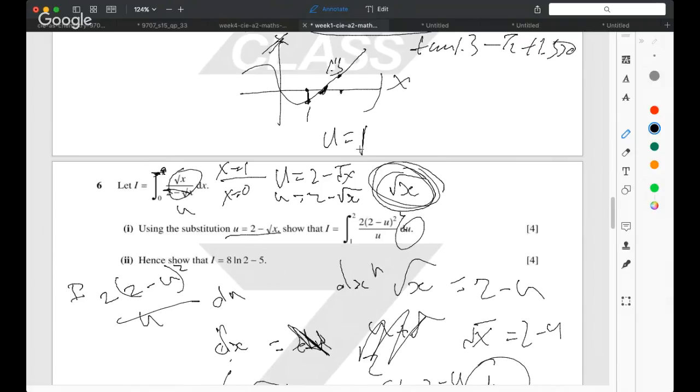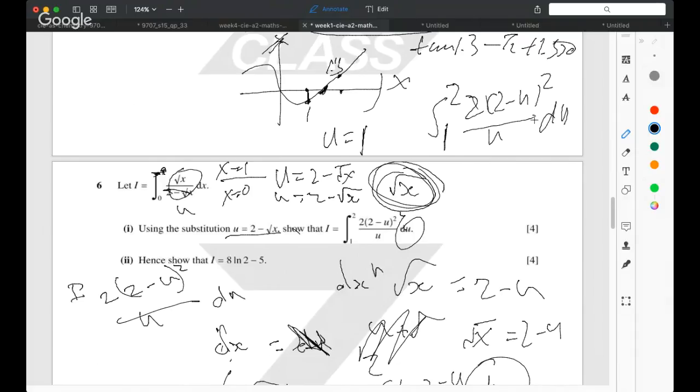So when x is 1, u is equal to 1. When x is 0, what is u? When x is 0, u is equal to 2. Yeah. So originally we were integrating from x is 1 to x is 0. Now we are integrating from u is equal to 1 to u is equal to 2. And then you just write the thing you just worked out inside.